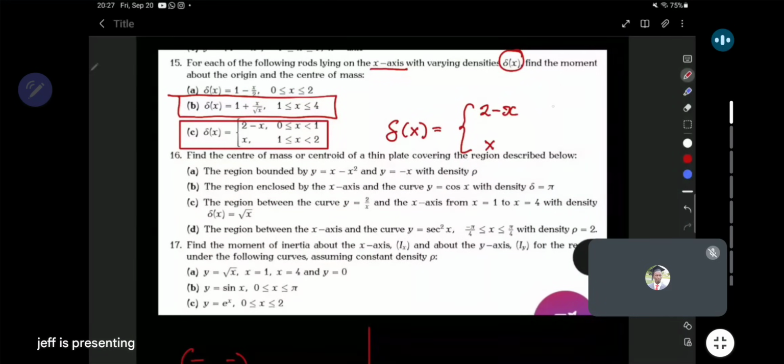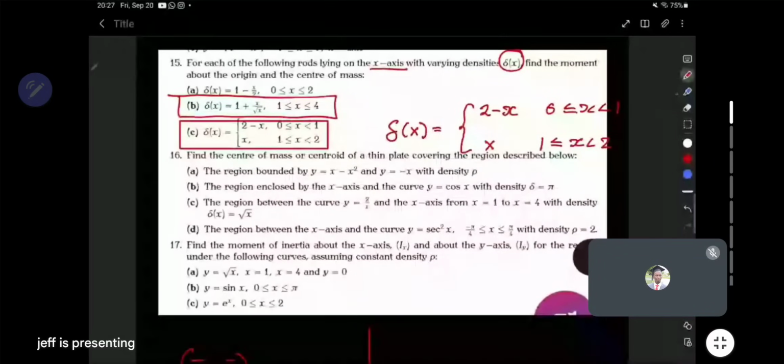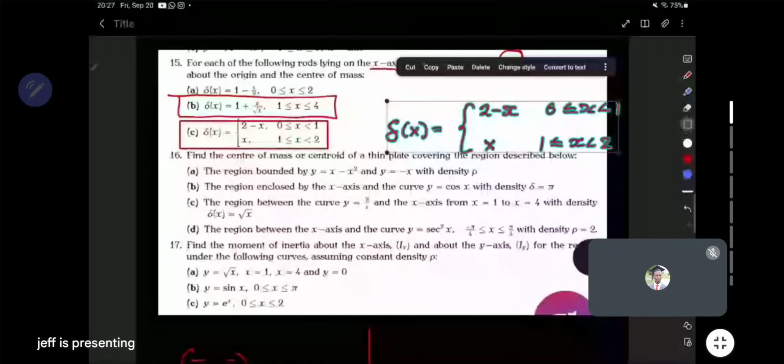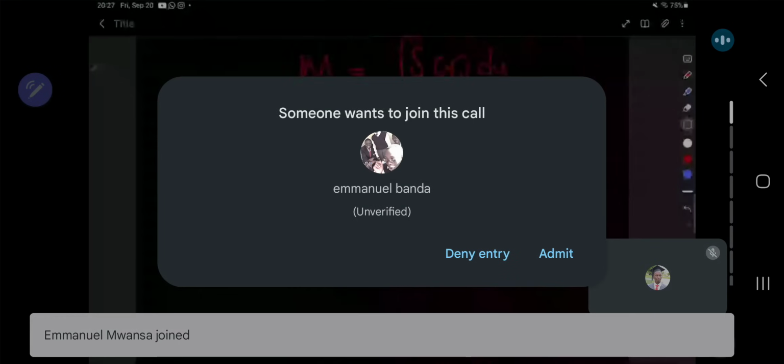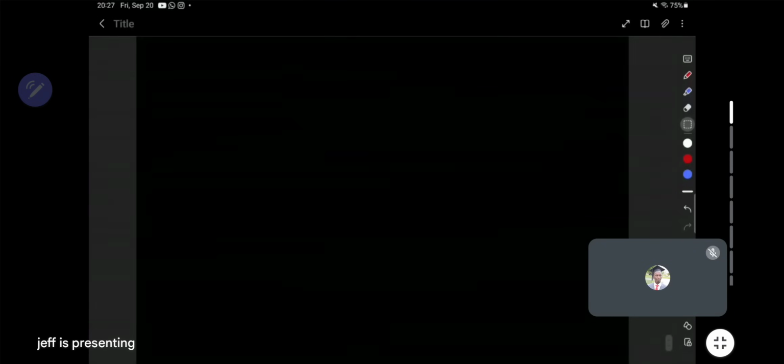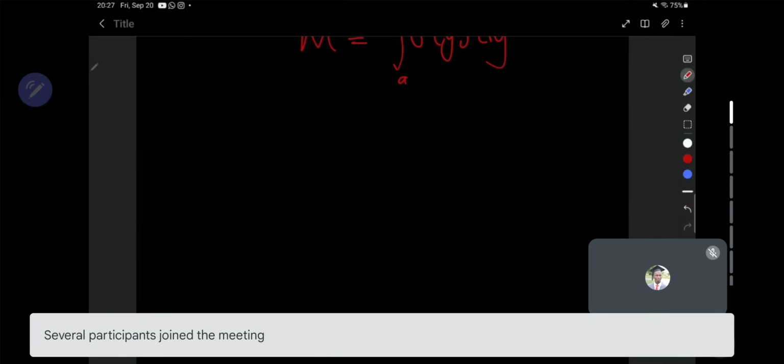And here we have 0 less than or equal to x less than 1. And then next we have 1 less than or equal to x less than 2. So this is what we have here. How do we approach it in this case? Because the format is similar to what we did in the previous question, I just want to show you the treatment of those two functions. And then after that, you should be able to work it out.